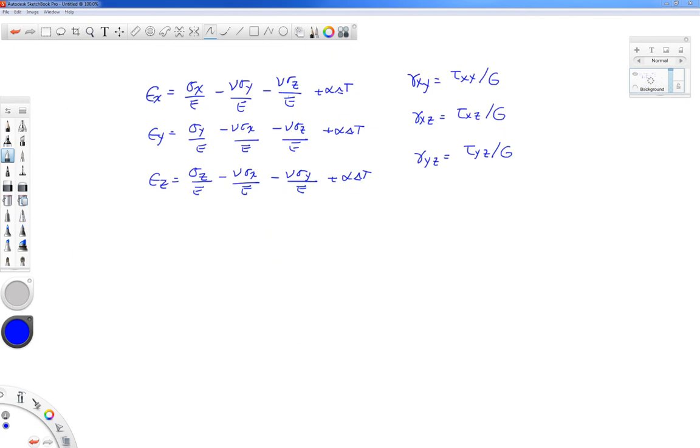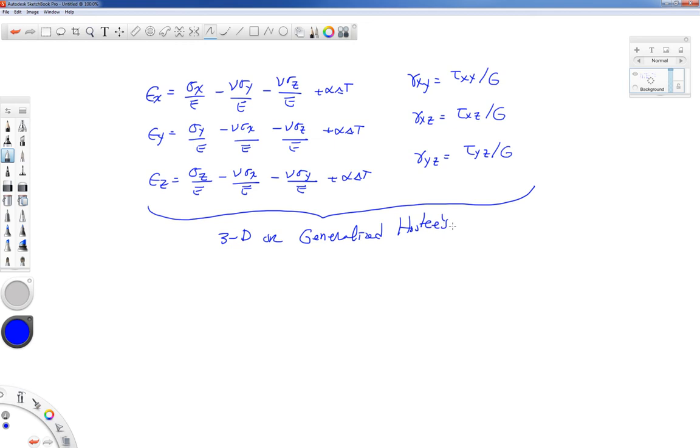And just to wrap everything up, these 6 equations are known as 3D or generalized Hooke's law. We talked about the sign convention for stresses. We talked about how we have to have a linear elastic isotropic material. We talked about the shear modulus G being equal to E over 2 divided by 1 plus nu. We've talked about that in the previous lecture. And then how we can start either with stresses and plug them into this equation to find strains, or we can find strains and use these to find stresses.